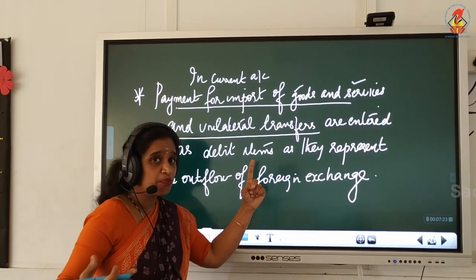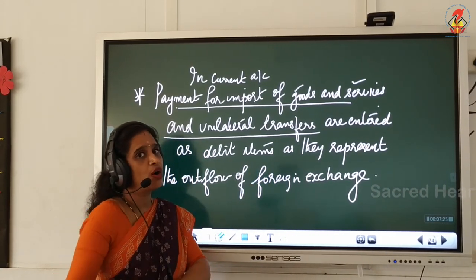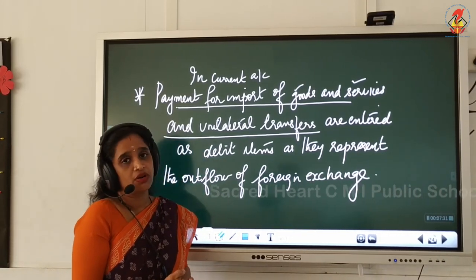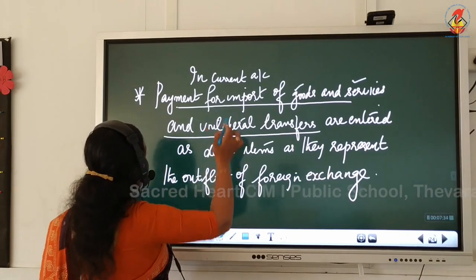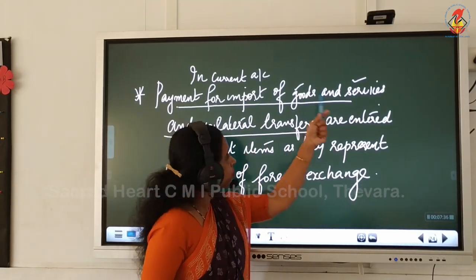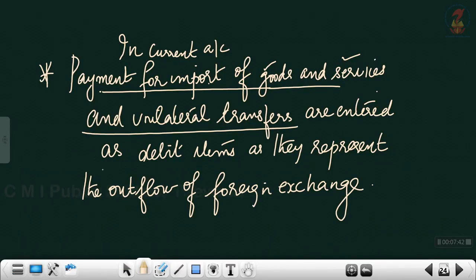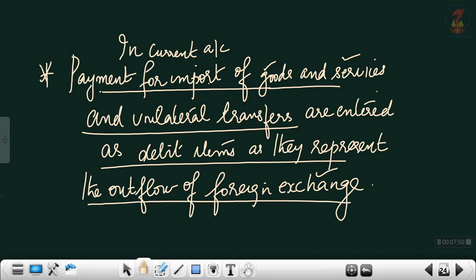Payment means we are making payment, therefore money is flowing outside. So when money is flowing outside, it has to be recorded on the debit side. So once again, in a current account, payment for imports of goods and services and unilateral transfers are entered as debit items as they represent the outflow of foreign exchange. We make payment only for imports of goods and services and unilateral transfers.